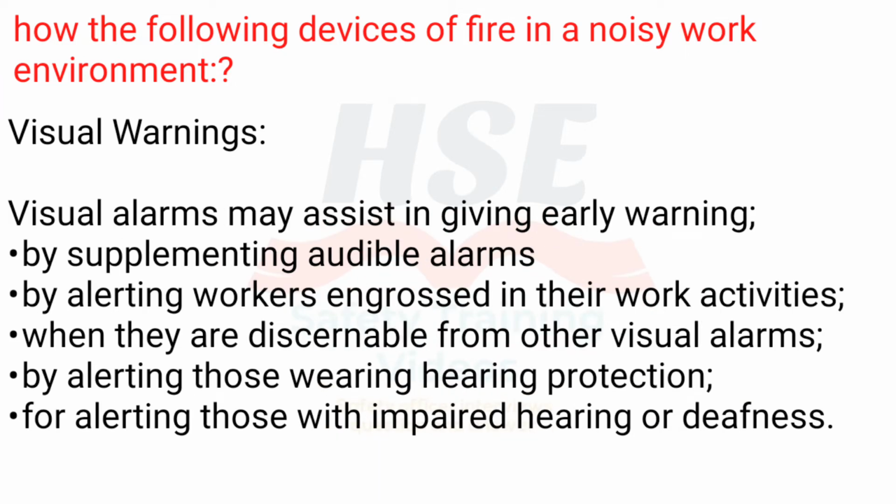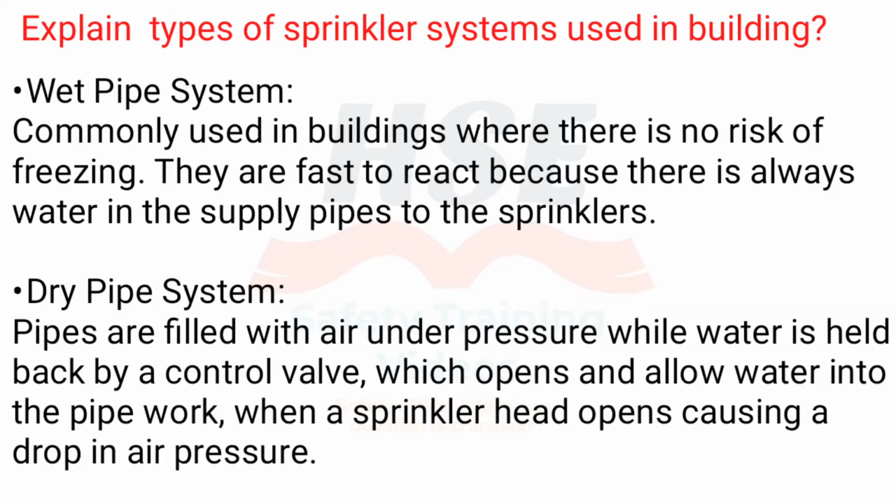Visual warnings. Visual alarms may assist in giving early warning by supplementing audible alarms, by alerting workers engrossed in their work activities when they are discernible from other visual alarms, by alerting those wearing hearing protection, and for alerting those with impaired hearing or deafness.